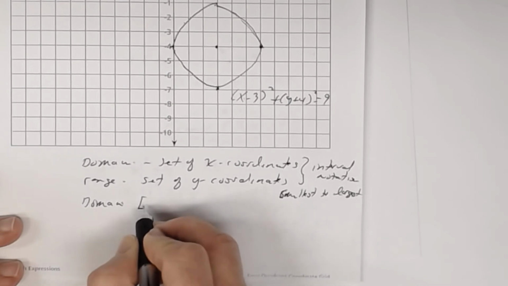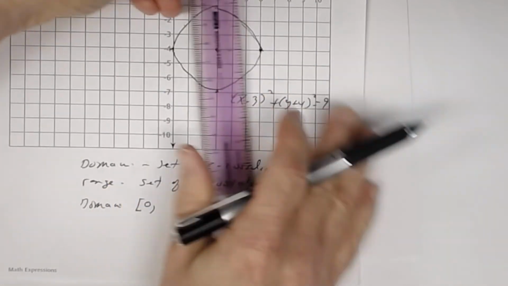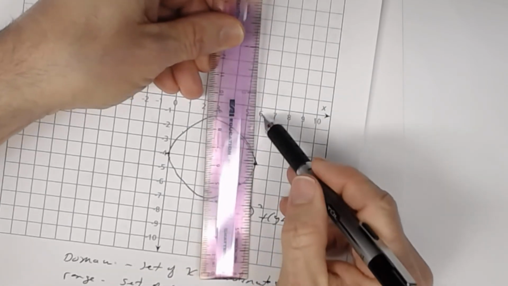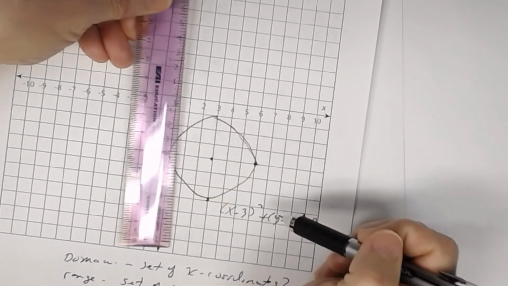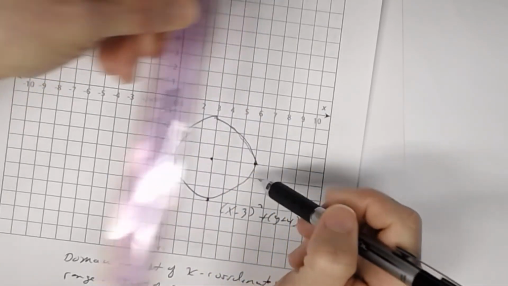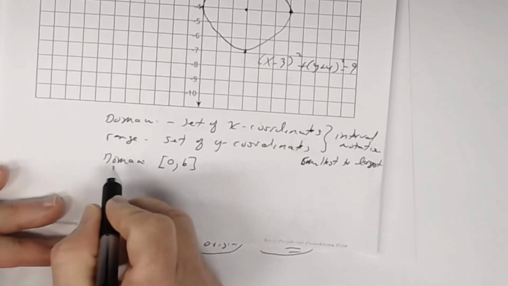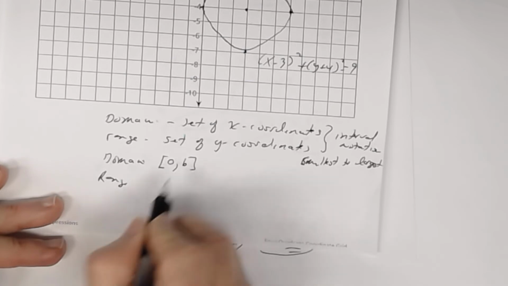So you're going to say bracket 0 all the way to, and remember, domain is x coordinates. So this x coordinate right here is 6, all the way to 6. From 0 all the way to 6. So you're going to say bracket 0, 6 bracket. So that's your domain. The range, and remember I went from small to large, right? 0 is small, 6 is large.